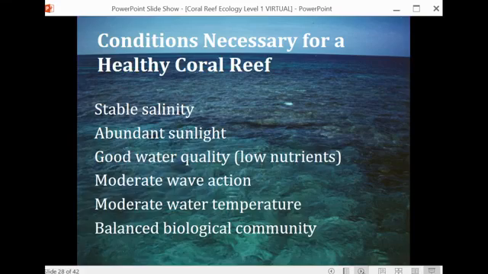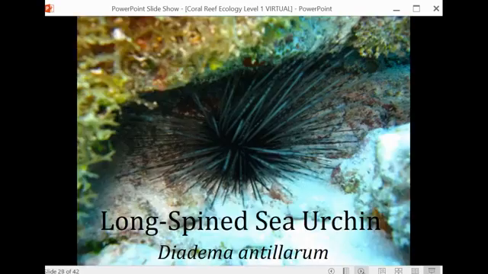Basically what that's saying is there are so many different animals that live out at the coral reef, but if you take one animal away or add one animal, it's going to affect everything else out there. A good example of that is the diadema sea urchin. These things used to be all over our reefs. In the 60s and 70s, divers would even complain about them because there were so many urchins and they were getting stabbed and they didn't like it.